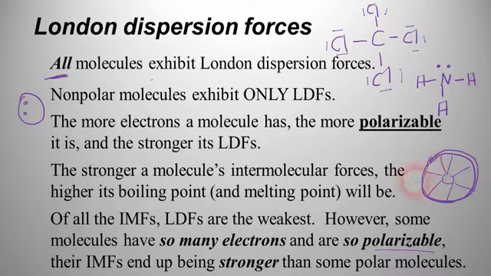So the more electrons you have, the more polarizable the molecule is, and you have stronger intermolecular forces. Sometimes on the AP exam, you'll have a couple of examples where they show you something that's polar and something that's nonpolar, and it turns out that the nonpolar one has a higher boiling point. That's because its London dispersion forces are just so strong, it's very, very polarizable.